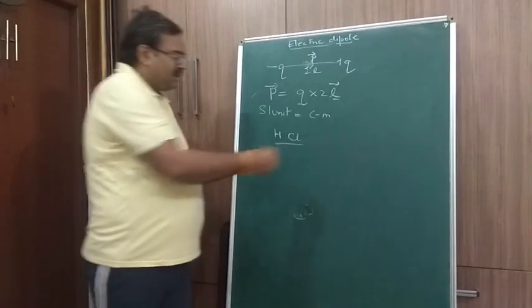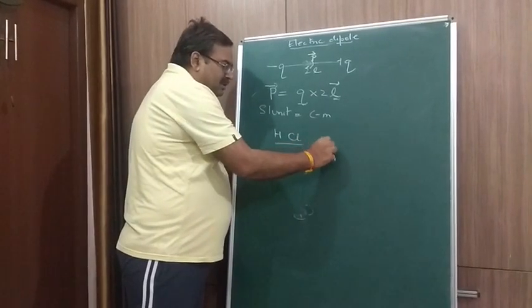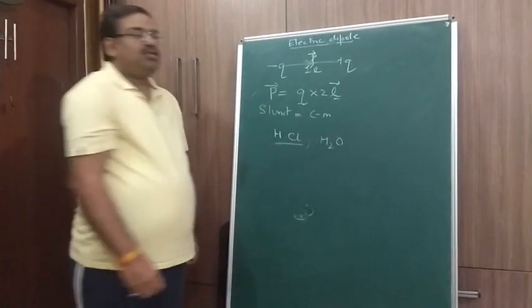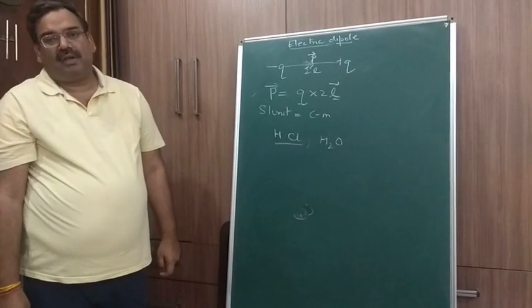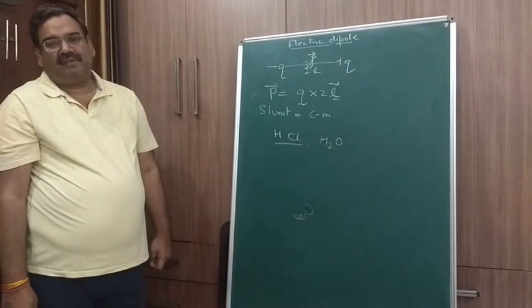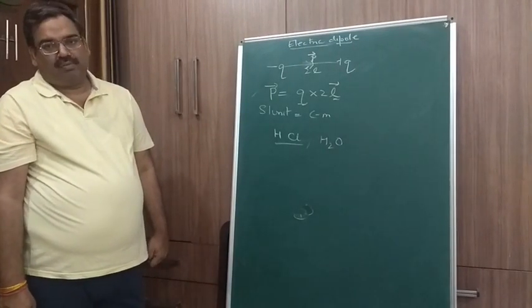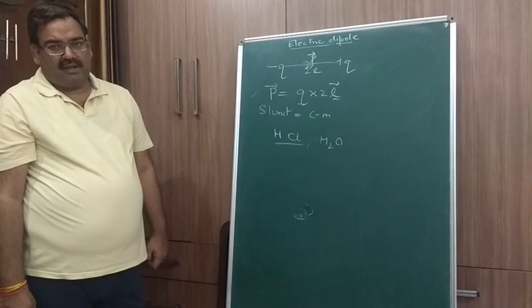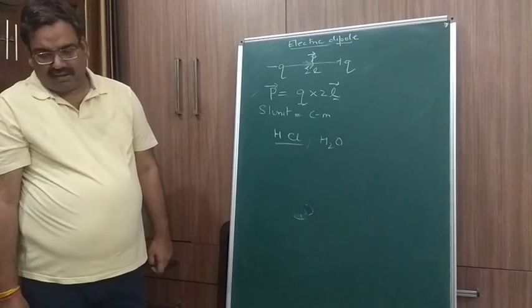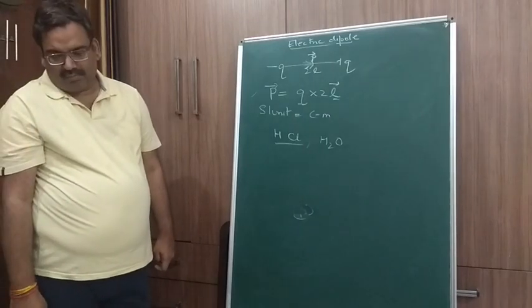So in HCl and water, the centers of positive and negative charge do not coincide at a point. As a result, they behave like an electric dipole. Is it clear? So HCl and H2O are examples of electric dipoles.